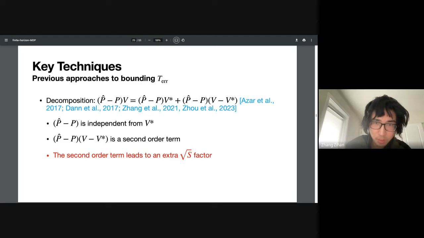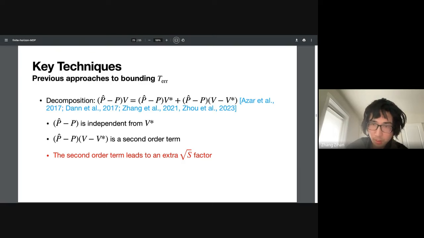As we see by the definition of t error, it's sufficient to deal with a term like (p-hat minus p) times v. And we can decompose v as v equals v star plus (v minus v star). Here v star is the optimal value function. Because the optimal value function is determined beforehand, it is independent of the empirical transition p-hat. So we can bound the first term easily by Bernstein-style concentration inequalities.